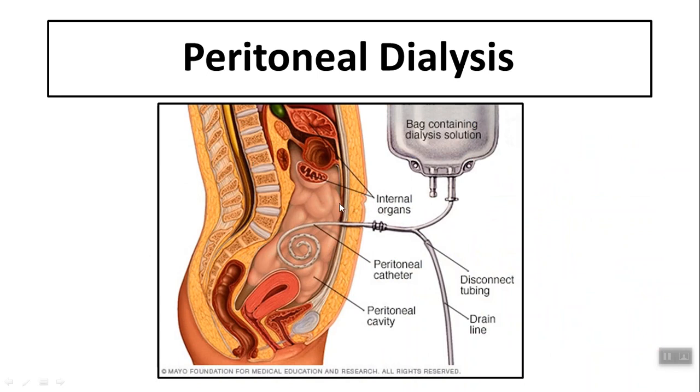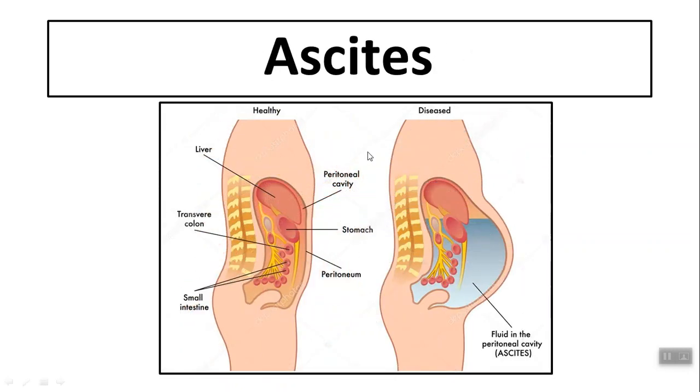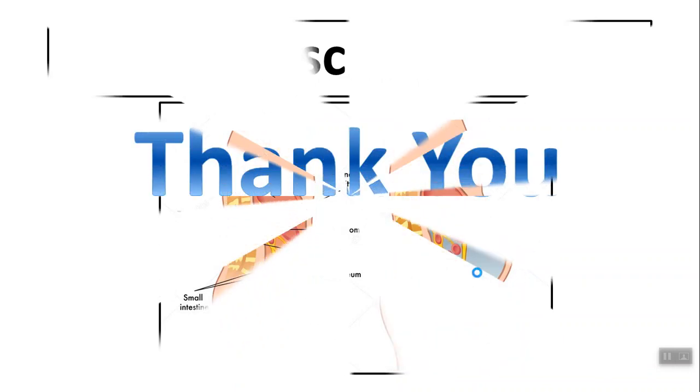Because the peritoneal cavity is regarded as the most extensive cavity in the body, we can use this cavity for dialysis, what we call peritoneal dialysis. Another important issue is that in certain pathological conditions this peritoneal cavity might contain plenty of fluid, an abnormal collection of fluid called ascites, and this ascites might be drained through the anterior abdominal wall. Thank you.